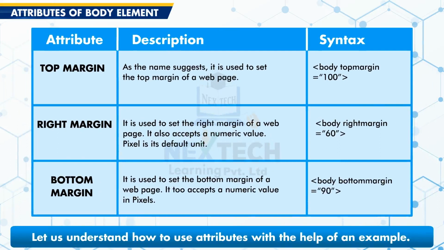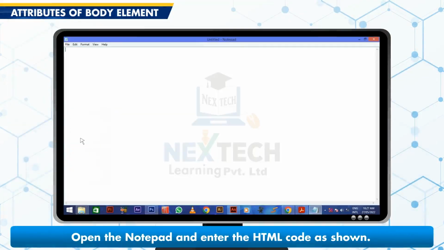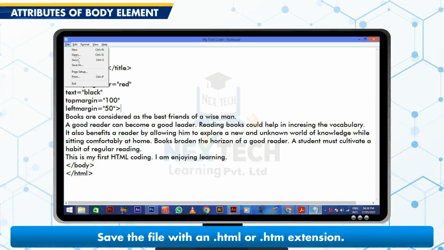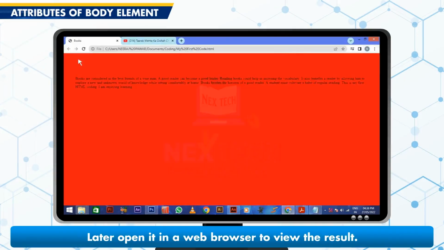Let us understand how to use attributes with the help of an example. Open the Notepad and enter the HTML code as shown. Save the file with a .html or .htm extension. Later, open it in a web browser to view the result.